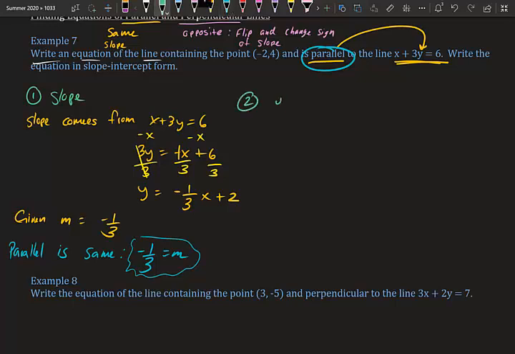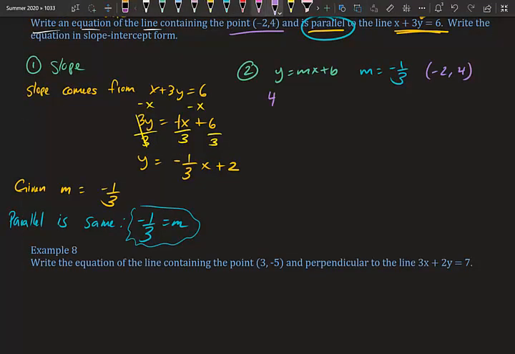Our second step is y equals mx plus b. Our slope and the point that they give us. They give us -2, 4. Let's plug it in. We have y, which is 4, equals m, which is -1/3, x, which is -2, plus b. Let's multiply straight across. So we have 4 equals -2/3 plus b. We're going to add 2/3 over.